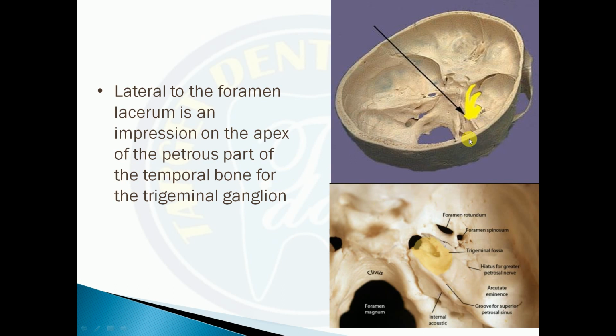So this is your trigeminal fossa. Lateral to the foramen lacerum is an impression of the apex of the petrous part of the temporal bone for the trigeminal ganglion. This is the trigeminal fossa. This is the clivus, this is the foramen magnum, this is the internal acoustic meatus.